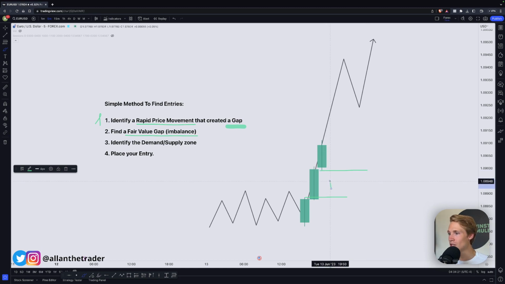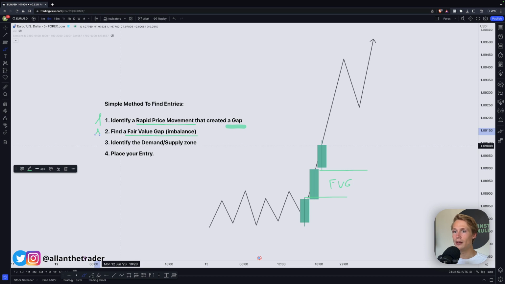So this is basically how you find a fair value gap. So it's the space between your first candle and your third candle. So this space. Why are we looking for this fair value gap? Well, this is really important because that's what price will be looking for. That's what the algorithms are targeting. So price will very often look for those fair value gaps, and therefore they form very good entries. So that's the second step.